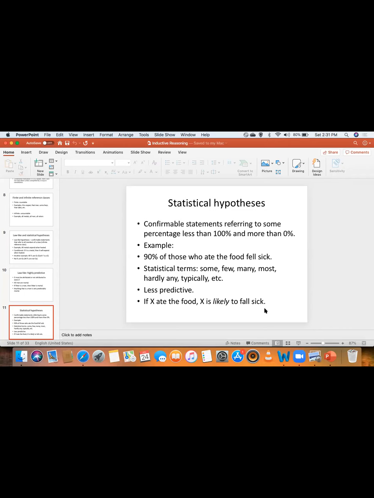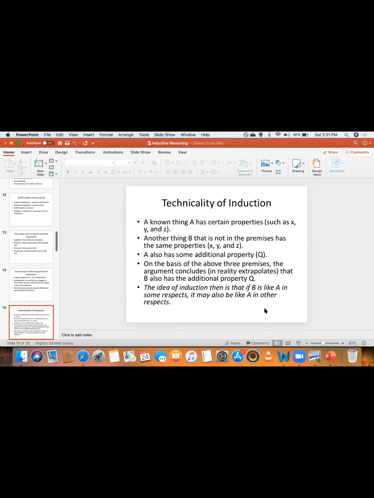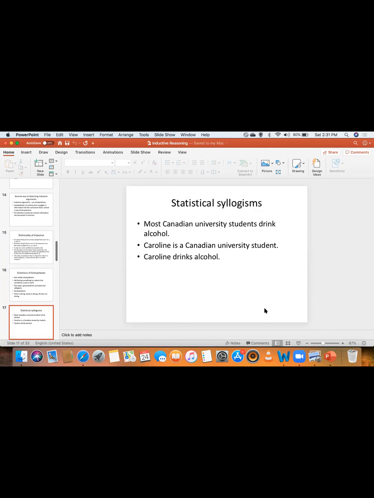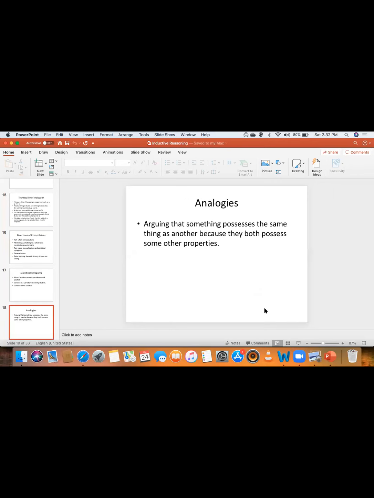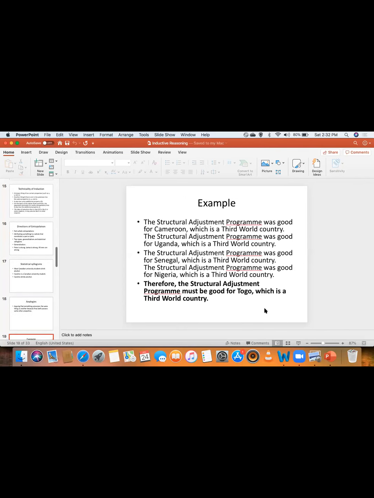And then we saw that inductive arguments are kind of extrapolations. Extrapolations mean something like guessing, something that you are not sure of. It's like an advanced form of guesswork. So we said there are different directions of extrapolations. We have part-whole extrapolations, saying that something applies to a whole because it applies to parts, or it applies to parts because it applies to almost all of a whole. We have statistical syllogisms, we have generalization, we have analogies, we have predictions.